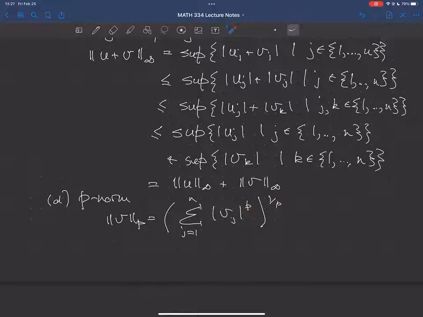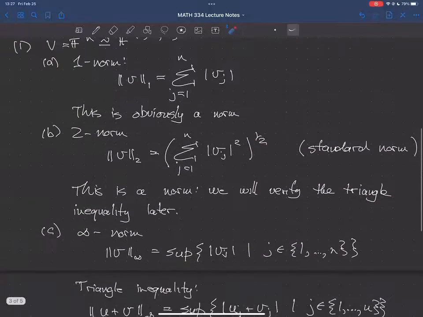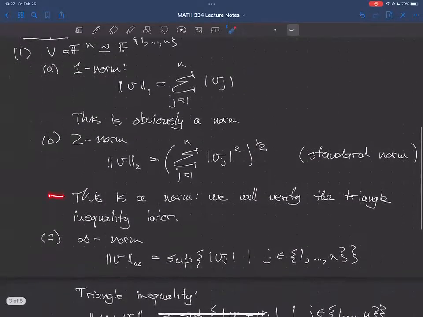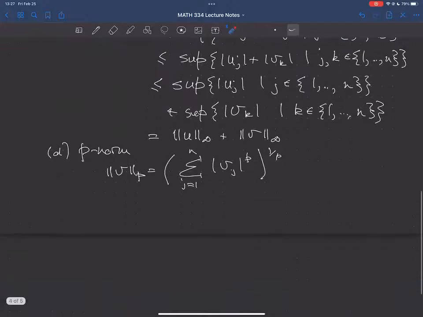Again, the hard thing to verify here is the triangle inequality, and I'm not going to write this out. We'll look at inner products and we'll verify that the 2 norm satisfies the triangle inequality. But doing this for the P norm is not a lot harder. It's fairly standard, but I'm not going to go through it here. But you can verify that this does satisfy the triangle inequality. Okay, good.